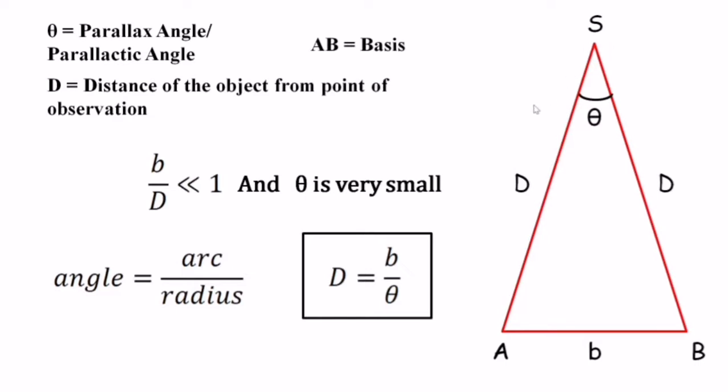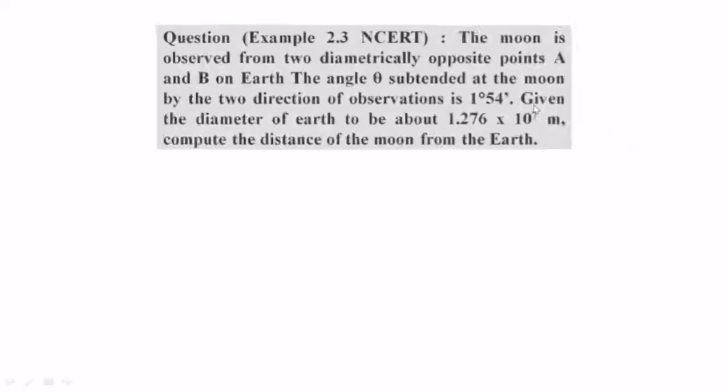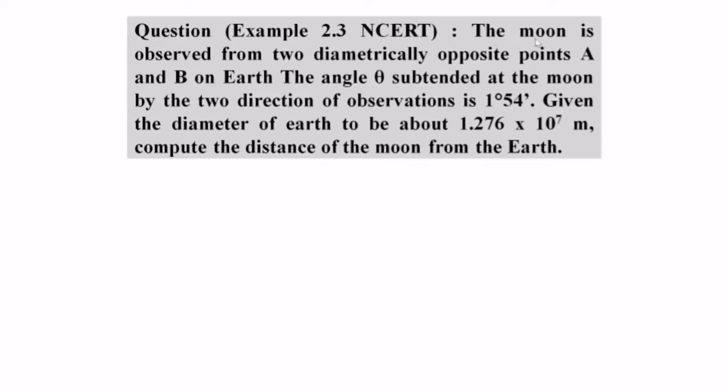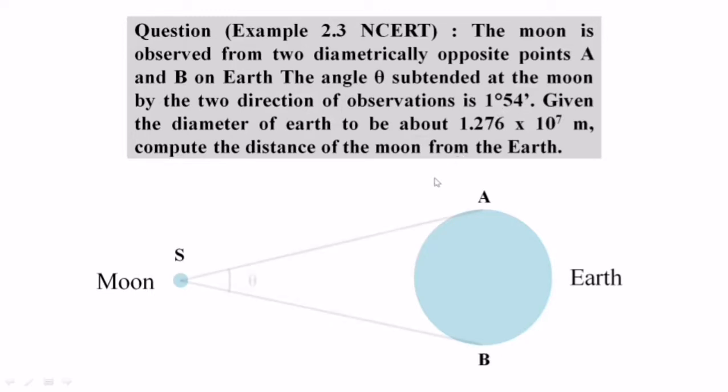Okay, now let's take a look at an example to clear ourselves up. The moon is observed from two diametrically opposite points A and B on Earth. So I have a moon and an Earth and two diametrically opposite points here, A and B. The angle theta subtended at the moon by the two directions of observation is 1 degree 54 minutes. So there is an angle theta.